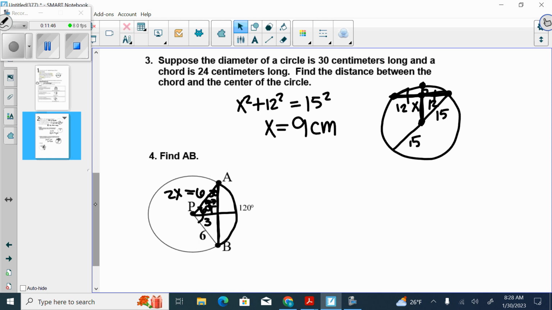And if x is 3, then that means this piece is 3 square root of 3, right? But keep in mind, that's only from here to here. But what do I now know that the length of this piece also is? 3 square root of 3. So AB is going to be equal to 2 times 3 square root of 3. And what is 2 times 3 square root of 3? Very good.